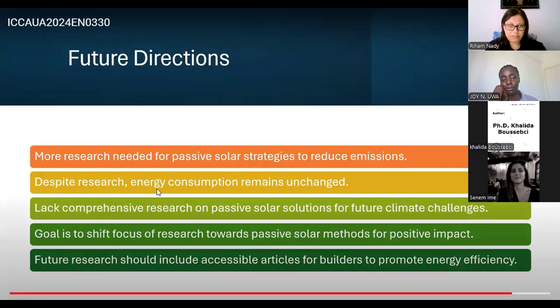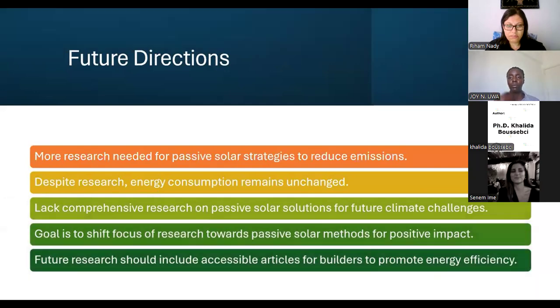However, for future directions, research is needed on passive solar strategies to reduce emissions. Despite research, energy consumption remains unchanged based on the figures we encountered, and there is a lack of comprehensive research on passive solar solutions for further climate changes. The goal is to shift focus from research towards passive solar methods to have a positive impact.